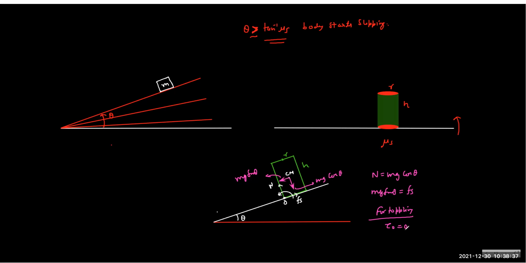So about O, what is the torque of mg sin theta and mg cos theta? Because that must be balanced. mg sin theta will try to topple, and mg cos theta will try to prevent it, to let it fall back. But mg sin theta is trying to topple, and once the toppling begins, it will never stop. That's why the initial condition is sufficient to understand the answer. So what is the torque due to mg sin theta? mg sin theta times h by 2.